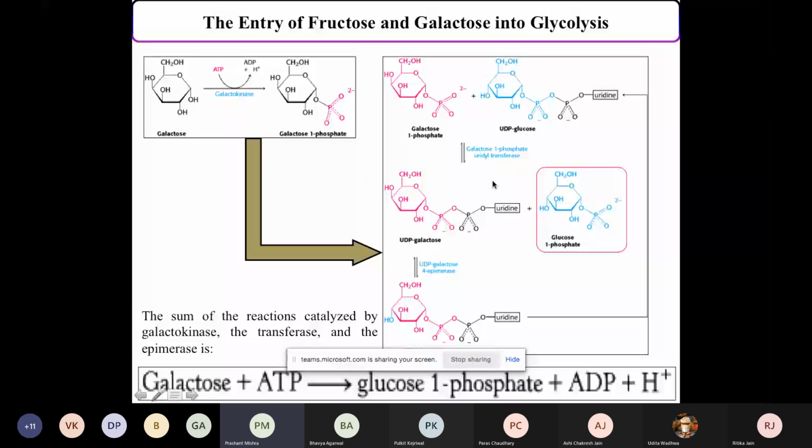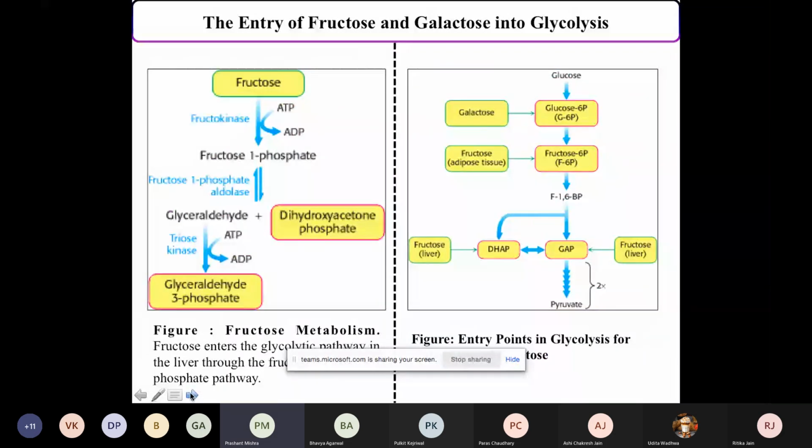Now, this transferase is absent in one of the genetic disorders, which I'm going to discuss, and that's why I spent so much time explaining these steps of reactions. This is already known to you from fructose metabolism.